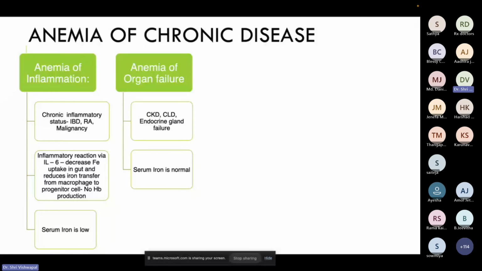Now anemia of organ failure. I guess we could encounter this in everyday life. In conditions like CKD, CLD, or endocrine gland failure, we could see anemia. The patient would be around 6 to 7 grams per deciliter of hemoglobin. This is just because of anemia of chronic disease, and in this, serum iron will be on the normal side.